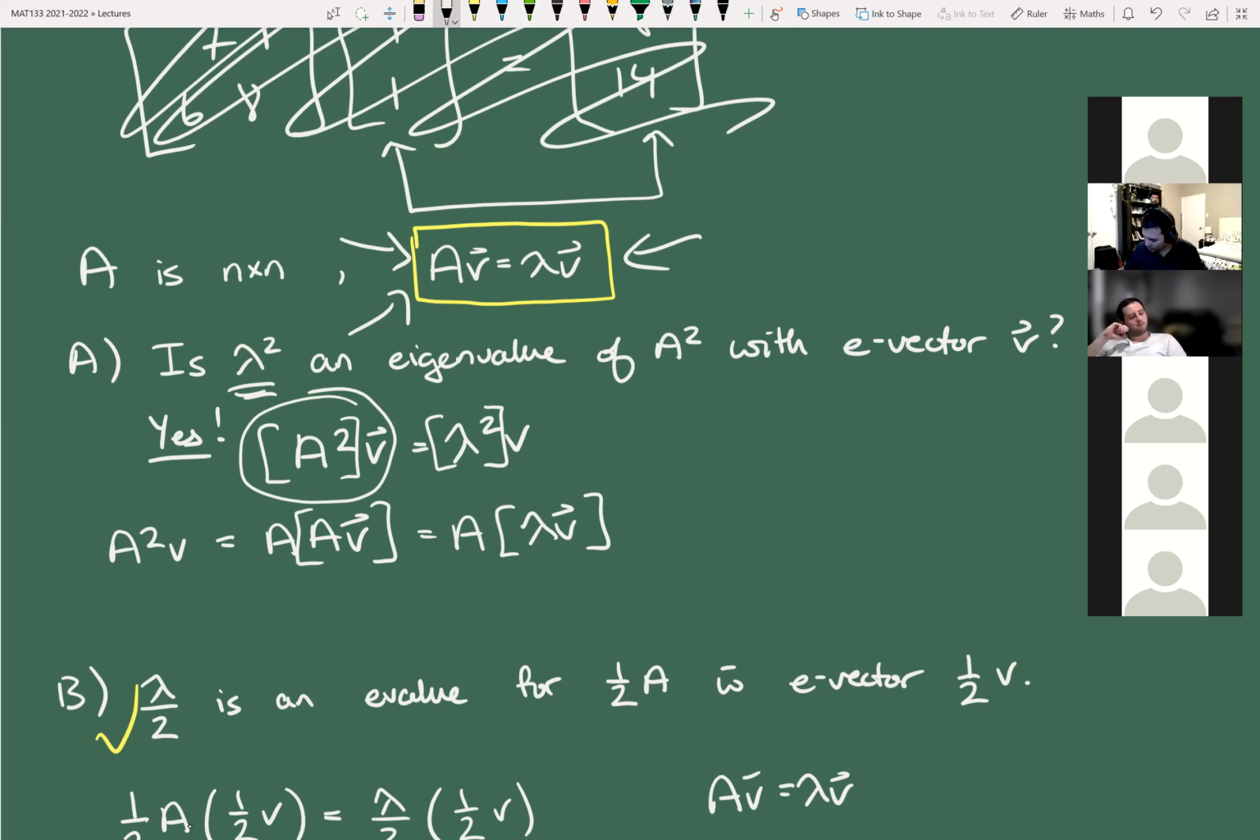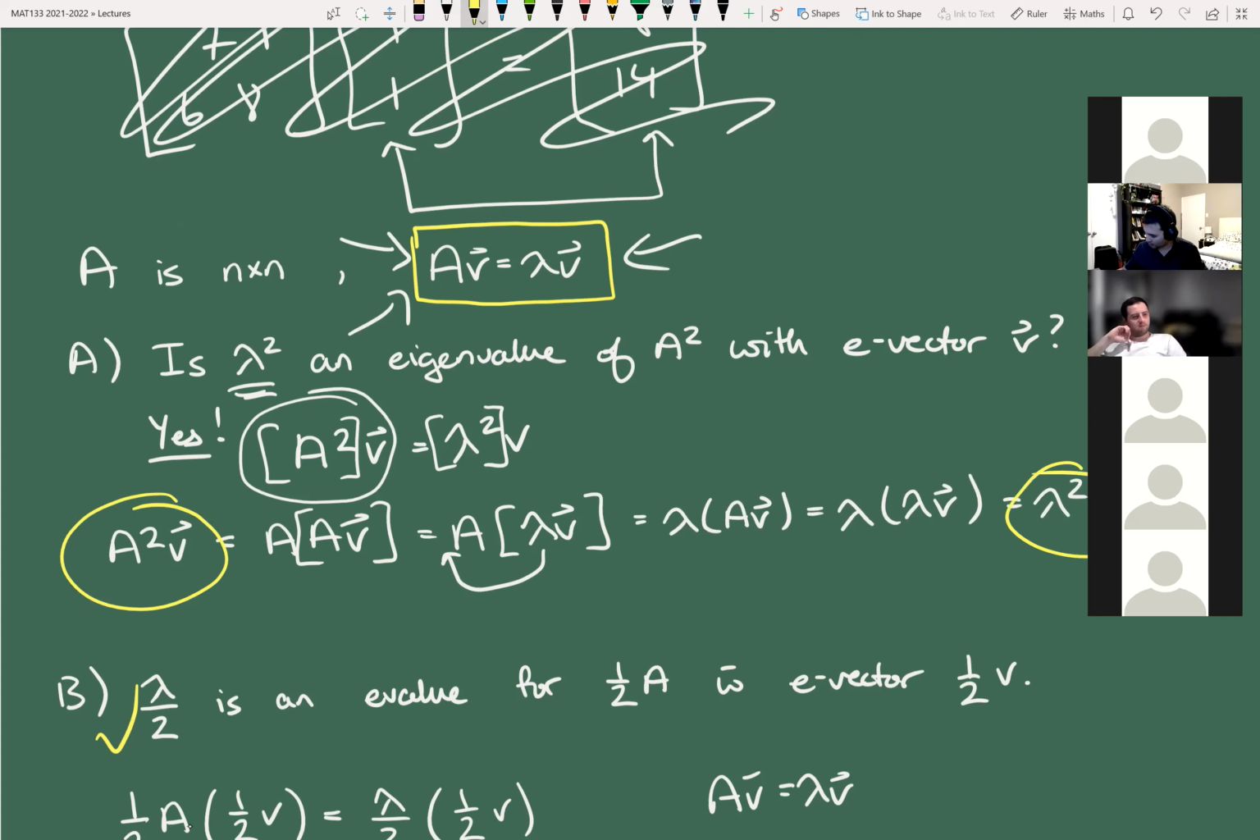Okay, so lambda here is just a scalar. I'm going to pull it out. And look, I got another AV. So I'm going to use that equation in the yellow rectangle again to write this as another lambda V, and that gives me lambda squared V. So if we compare this to this, that is what we got. Is that okay? Does that make sense?